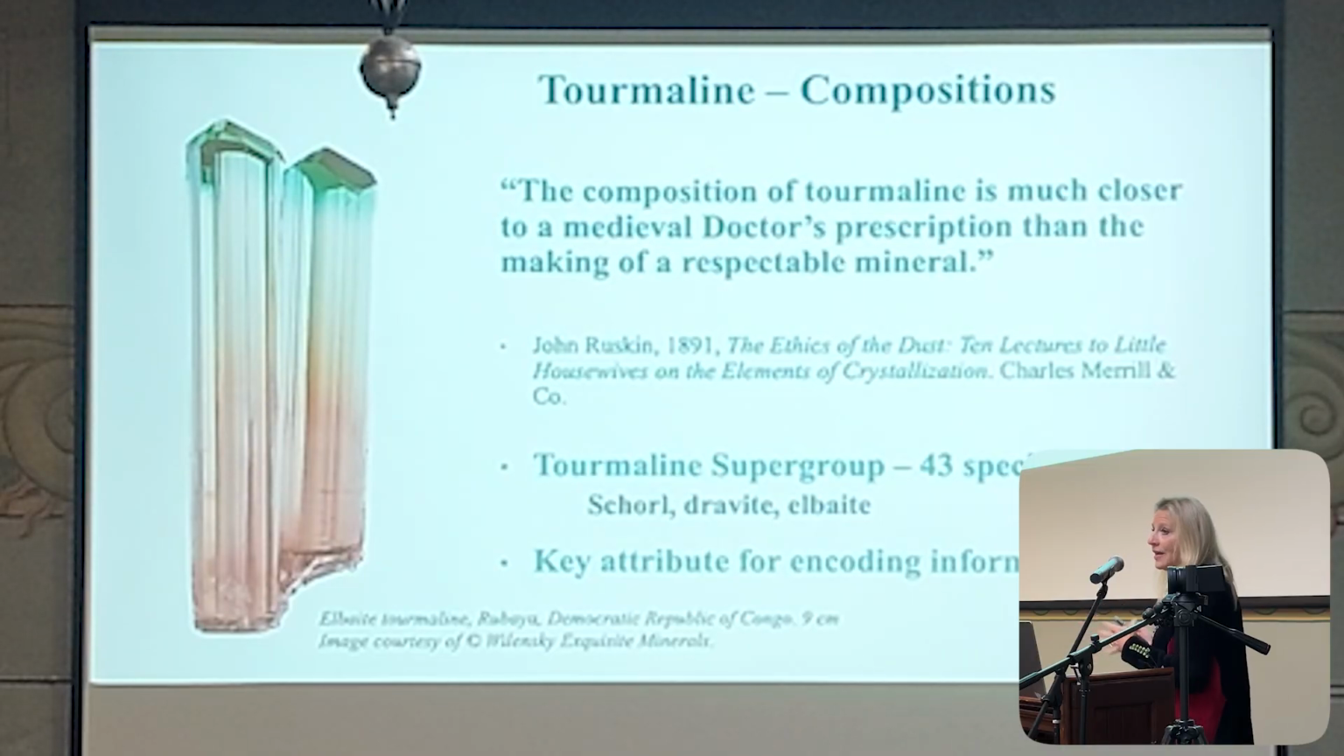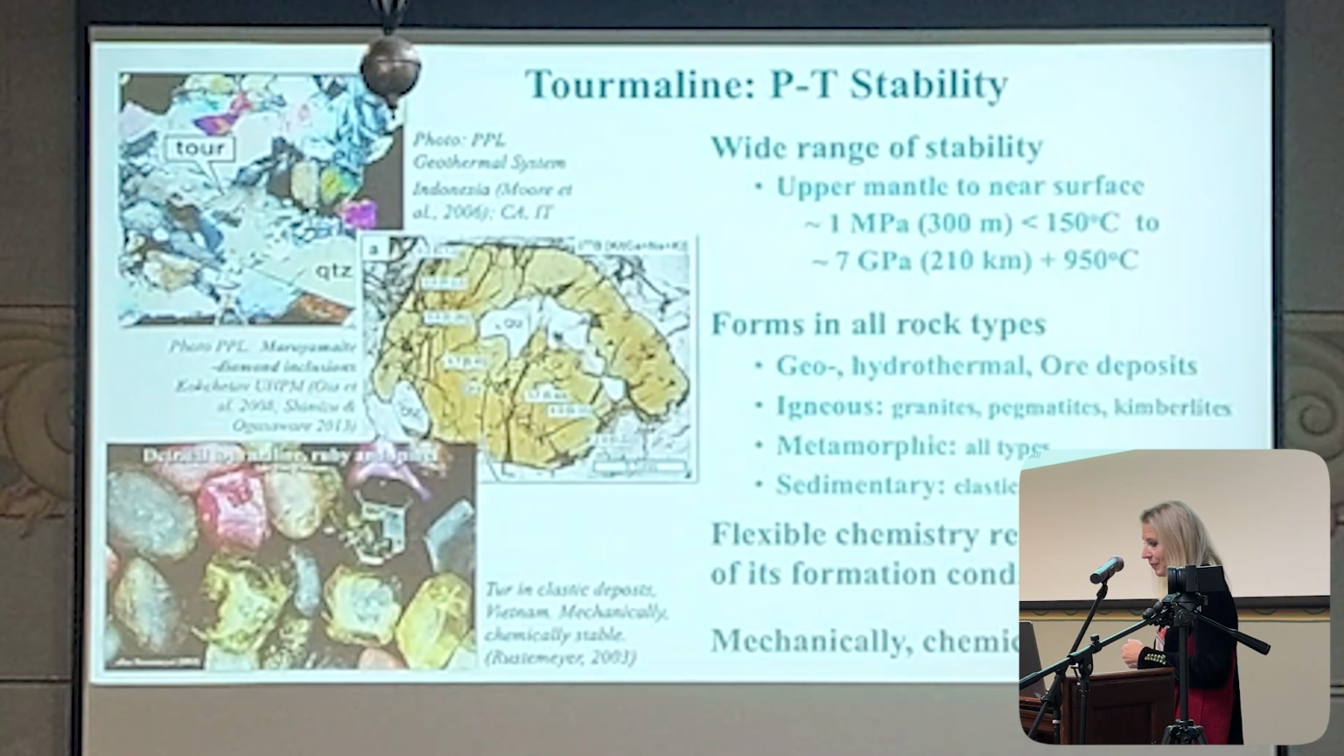And this broad chemical opportunity for tourmaline is what allows it to encode so much information. So this wide chemical promiscuity, so to say, allows it to be stable in pressure temperature space over nearly the entire Earth's crust and upper mantle.